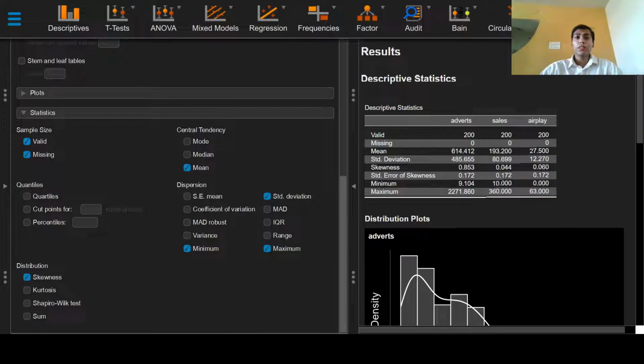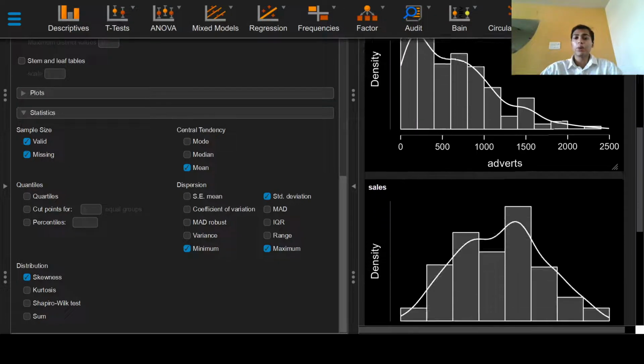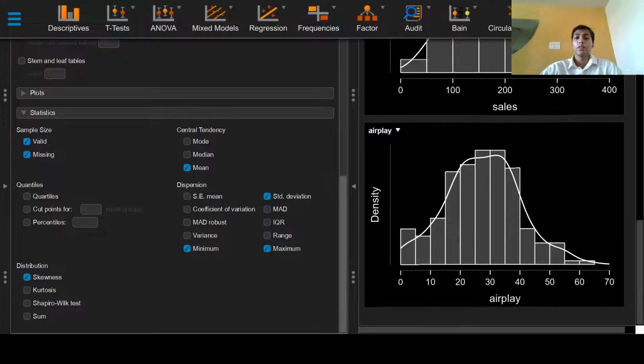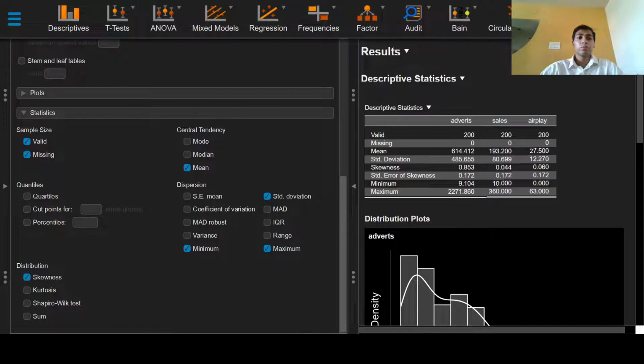As you can see, all of these are positive values, which means all of these are positively skewed data sets, which means that the mean is greater than the median. A skewness value greater than 1 or less than -1 indicates a highly skewed distribution. If it is more than 1, it is highly positively skewed. If it is less than -1, it is highly negatively skewed.